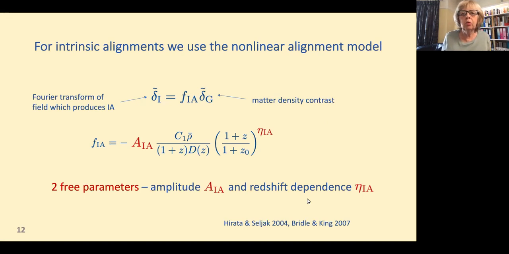Intrinsic alignments are a little bit more complicated. We use the nonlinear alignment model, which is fairly standard. And this essentially assumes that in Fourier space, the field which produces the intrinsic alignment is related to the matter density contrast at the time that the galaxy was formed. And this gives rise to a factor which we called FIA, which we parameterize with 2 free parameters, an amplitude and a redshift dependence. So again, fairly standard.